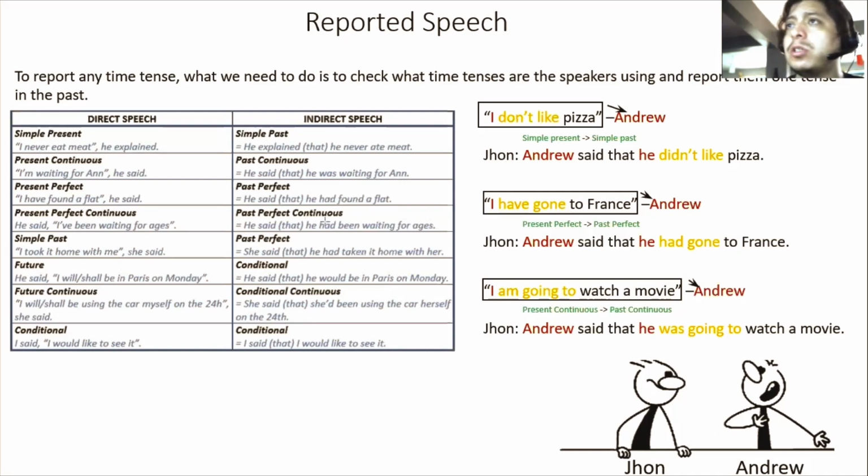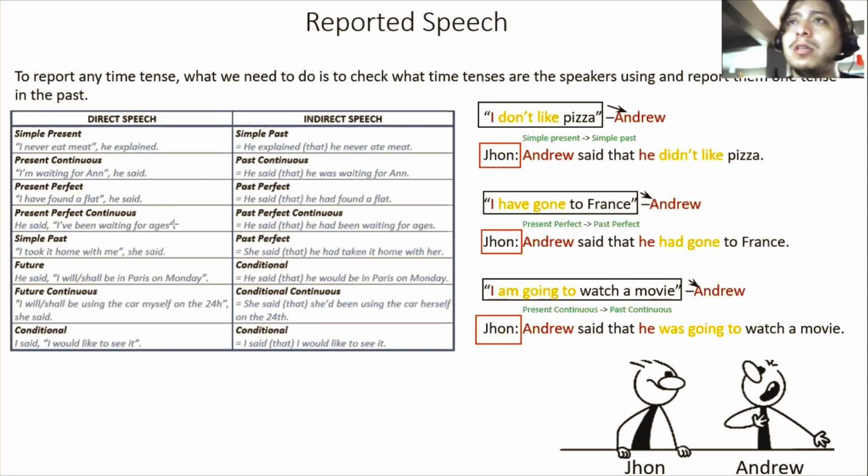Reported speech is when you have a different person, when you have someone else. In this case, for example, Jhon is a reporter. Jhon is not the person who said this idea. He is reporting what someone else said.